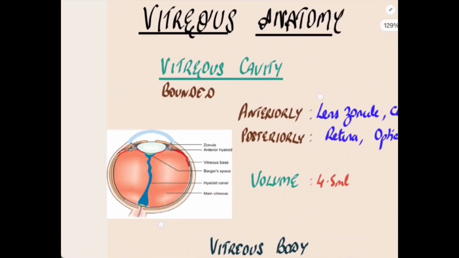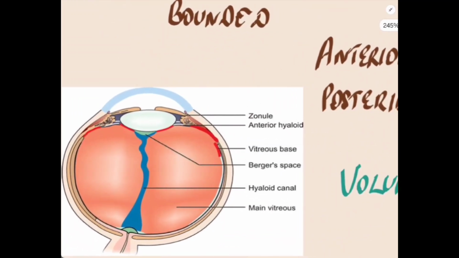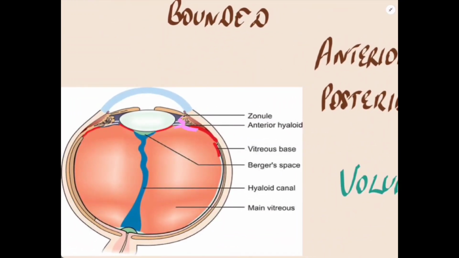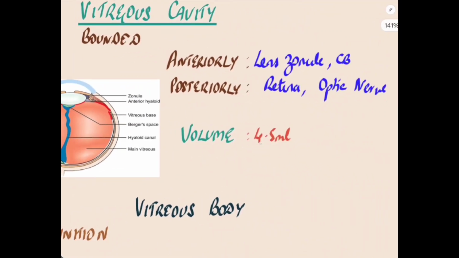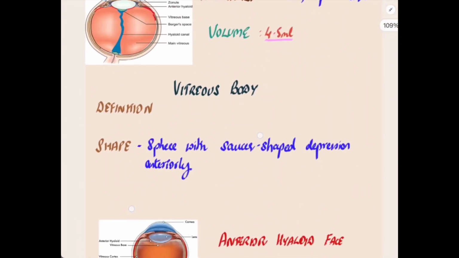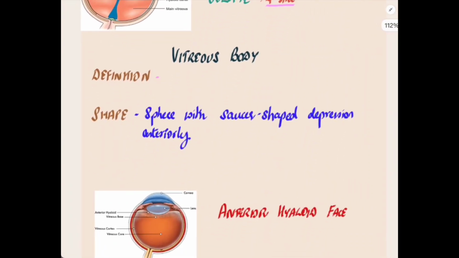Vitreous cavity is bounded anteriorly by the lens zonule and ciliary body and posteriorly by the retina and optic nerve. Its volume is approximately 4.5 milliliters. Vitreous body is defined as a transparent gel that fills the posterior 4/5 of the globe.